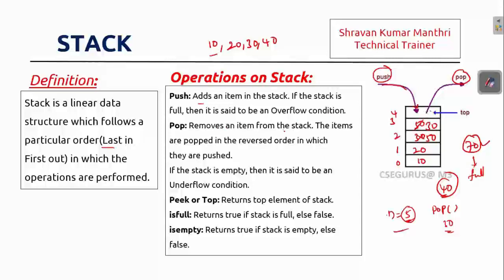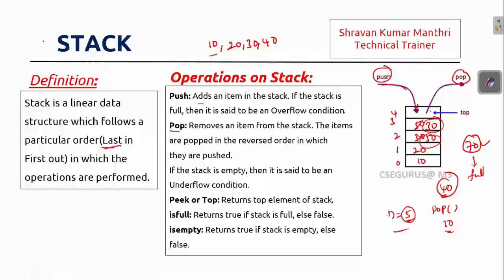Now removing an item from the stack is called pop. The items are popped in the reverse order. That means you inserted 10, 20, 50, 30. Now in the reverse order you can pop. That means you can take 30 out first, then 50, then 20. That's the concept of stack: the last inserted is taken out first.